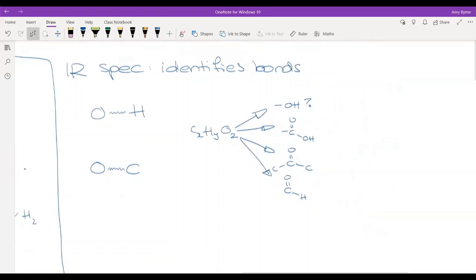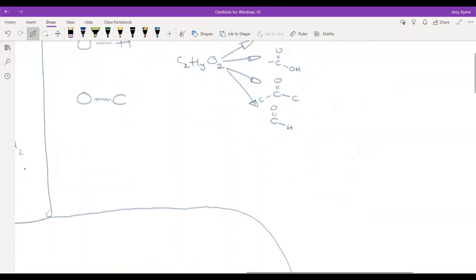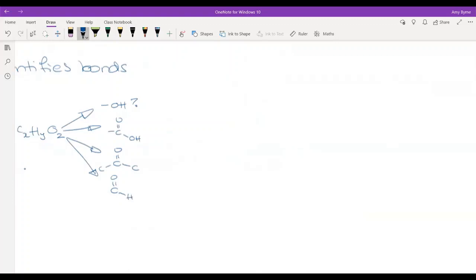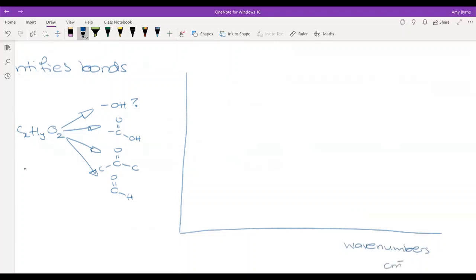So IR spec identifies bonds. There is a table in your data book on section, hang on, give me a tick, let me just find it. That's NMR data. IR data is section 26. And when that talks about intensity, you've got your wave numbers along here, and that's measured in cm to the -1.